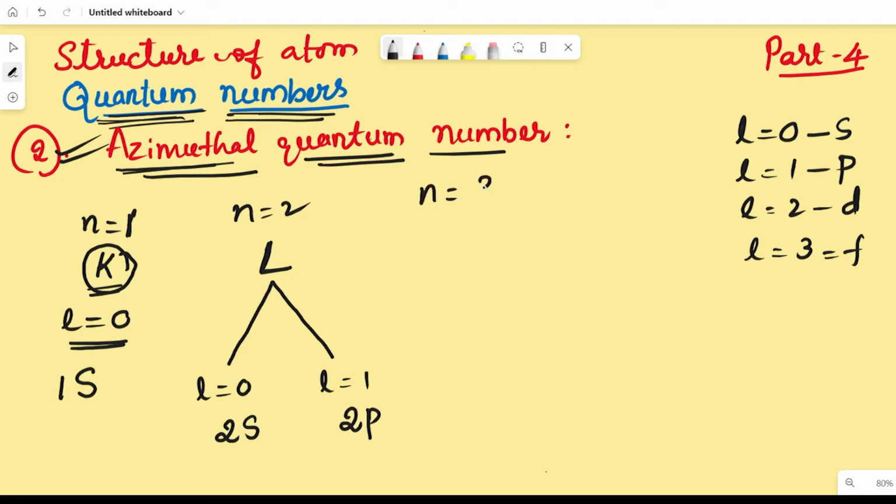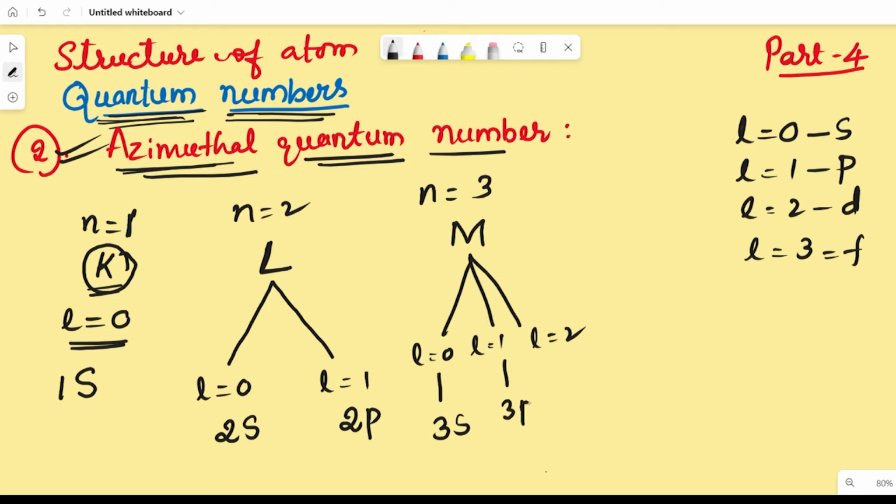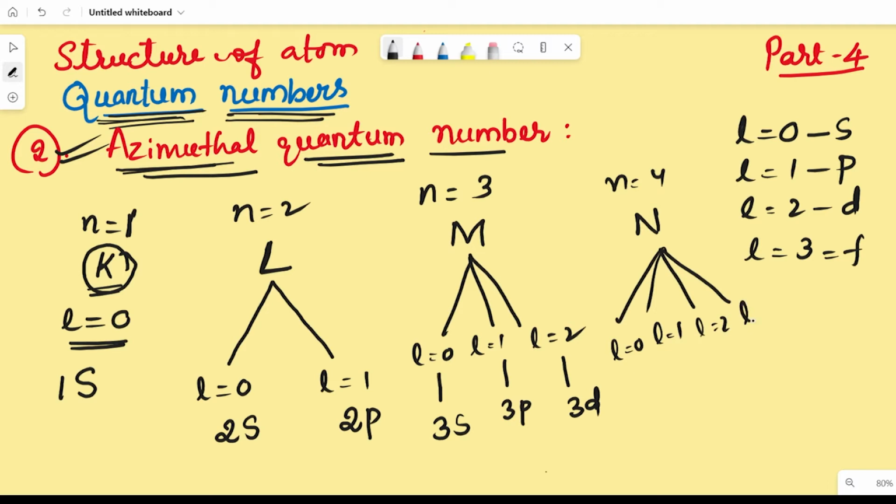If n is equal to 3, that is the M shell. So the M shell contains 3 l values: l = 0, l = 1 and l = 2. So l = 0 means the 3s orbital, l = 1 means the 3p orbital, l = 2 means the 3d orbital, right? If n is equal to 4, that is the N shell. The N shell contains 4 l values: l = 0, 1, 2 and 3. So 4s, 4p, 4d, 4f.